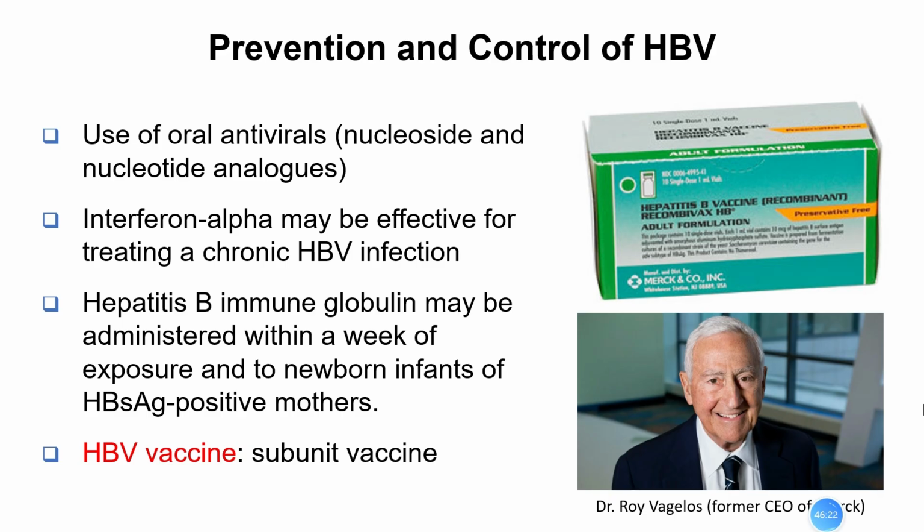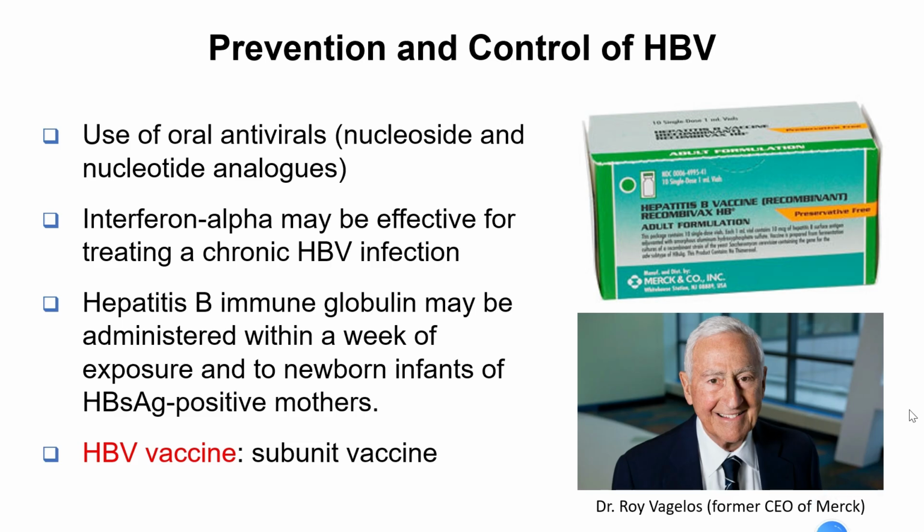We can also use passive immunization, that's HBV globulin, the antibody, to block HBV infection. This is important for the newborn baby if the mom is positive. We give the baby the antibody in the first week after birth, and that can prevent newborn infection. Okay, we'll have a break.